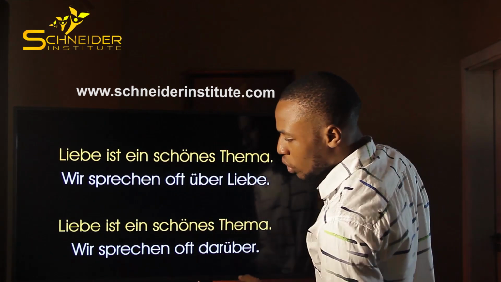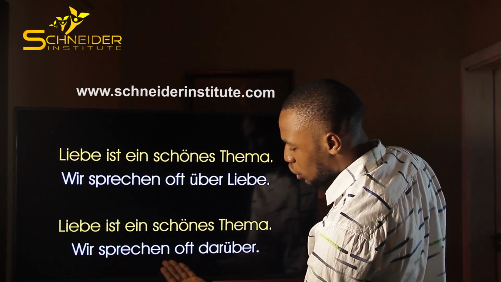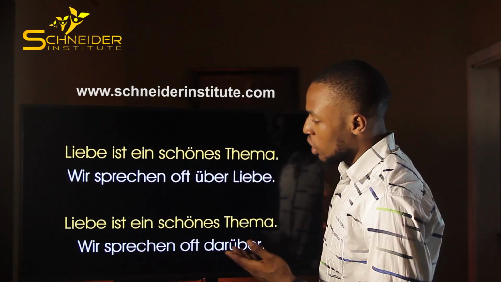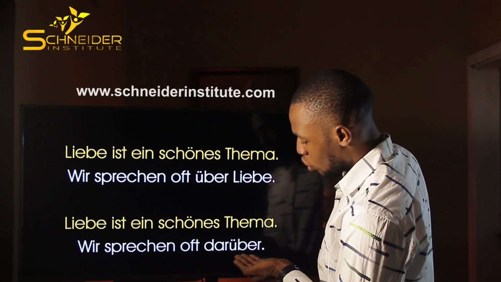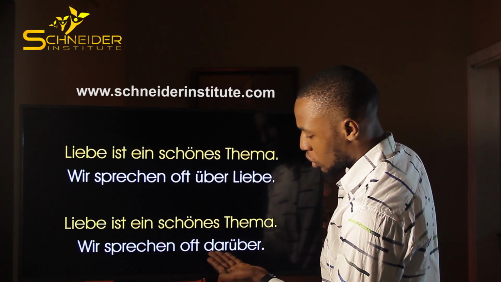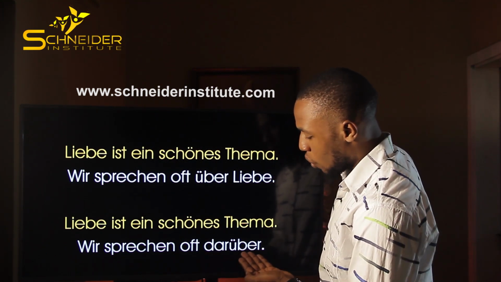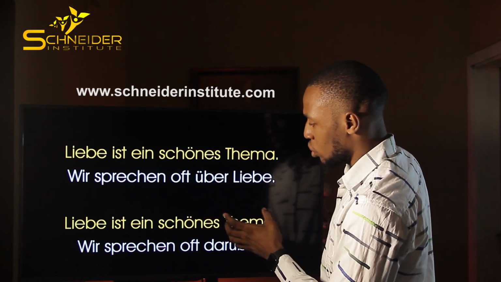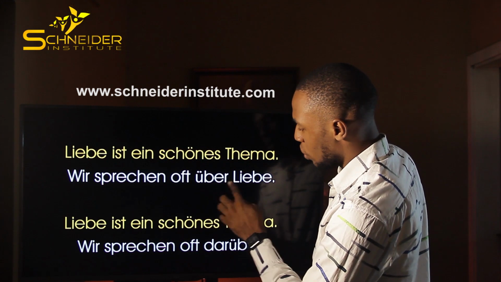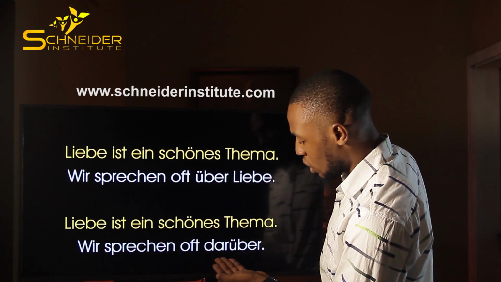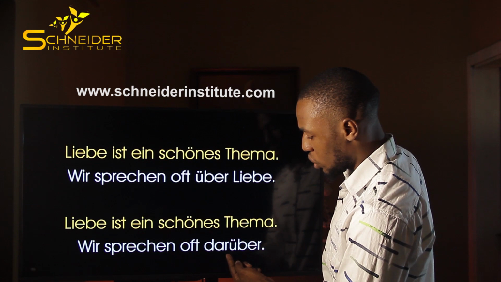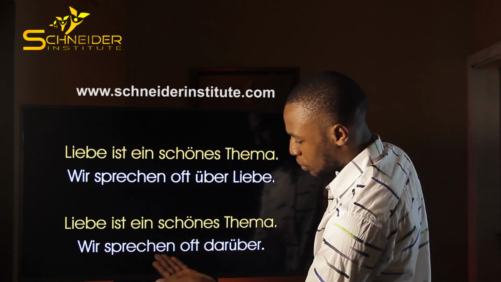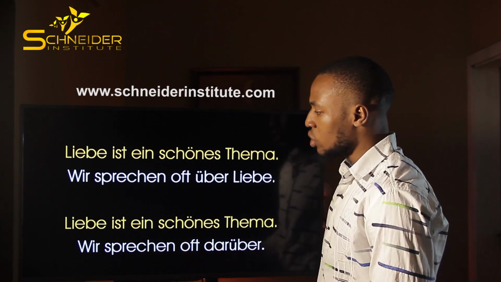Good. Now, the second one says, Wir sprechen oft darüber. Here, I have the preposition über. Now, recall, we need the da-compound and the preposition to shorten this sentence. So, instead of me saying über Liebe, I'll simply have the da-compound with an R introduced in between because of the vowel here. So, wir sprechen oft darüber. And let's look at other examples.